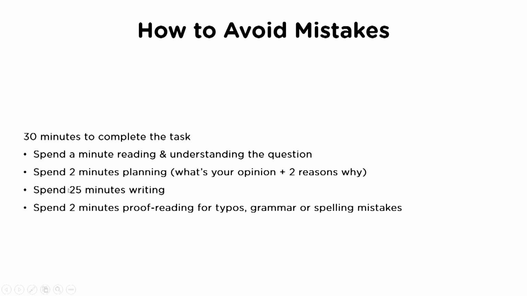Then you can spend 25 minutes writing, or actually typing, leaving 2 minutes at the end for proofreading. Now, proofreading means looking for typos, any mistakes in grammar or spelling. Mistakes in grammar or spelling or mistyped words are going to cost you points and will affect your score. So it's really important to keep those couple of minutes at the end to go back and proofread.